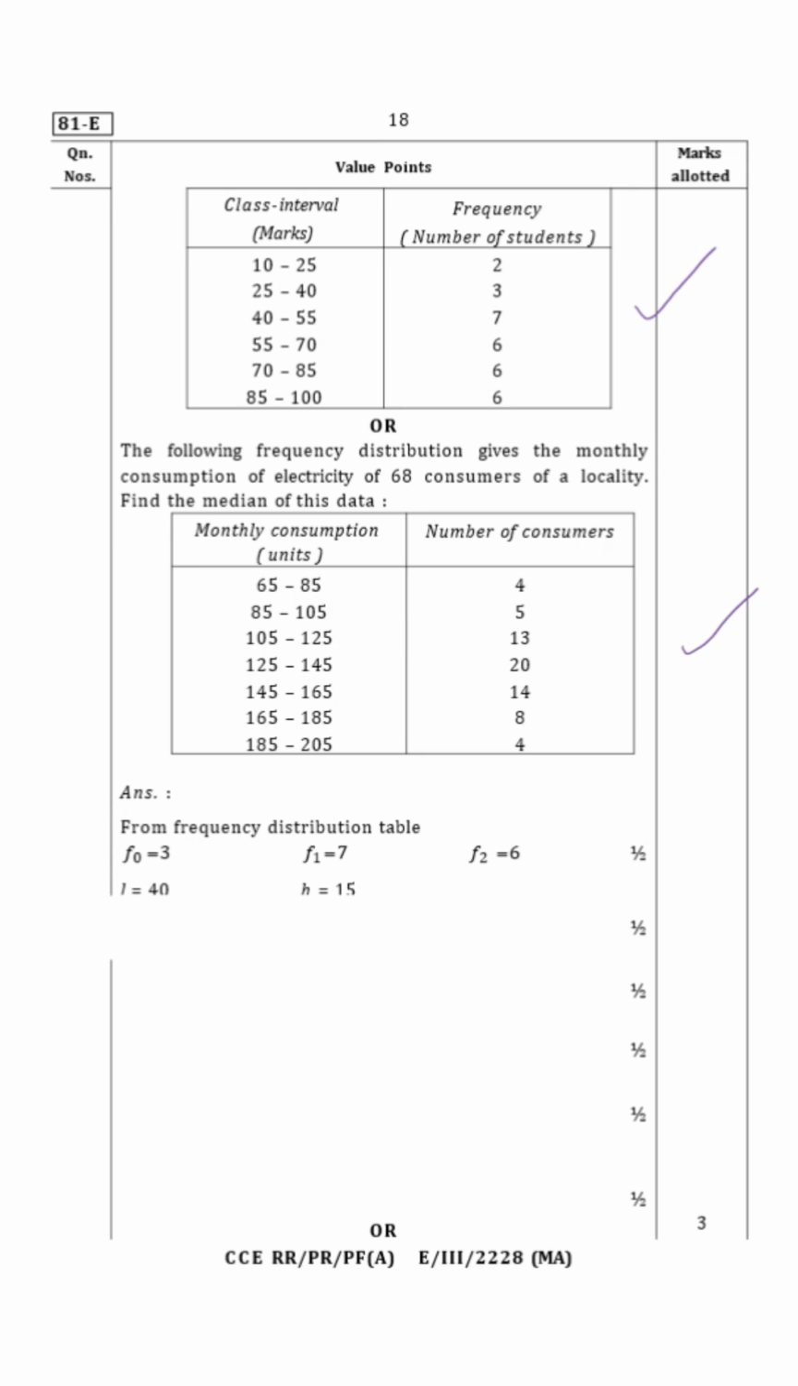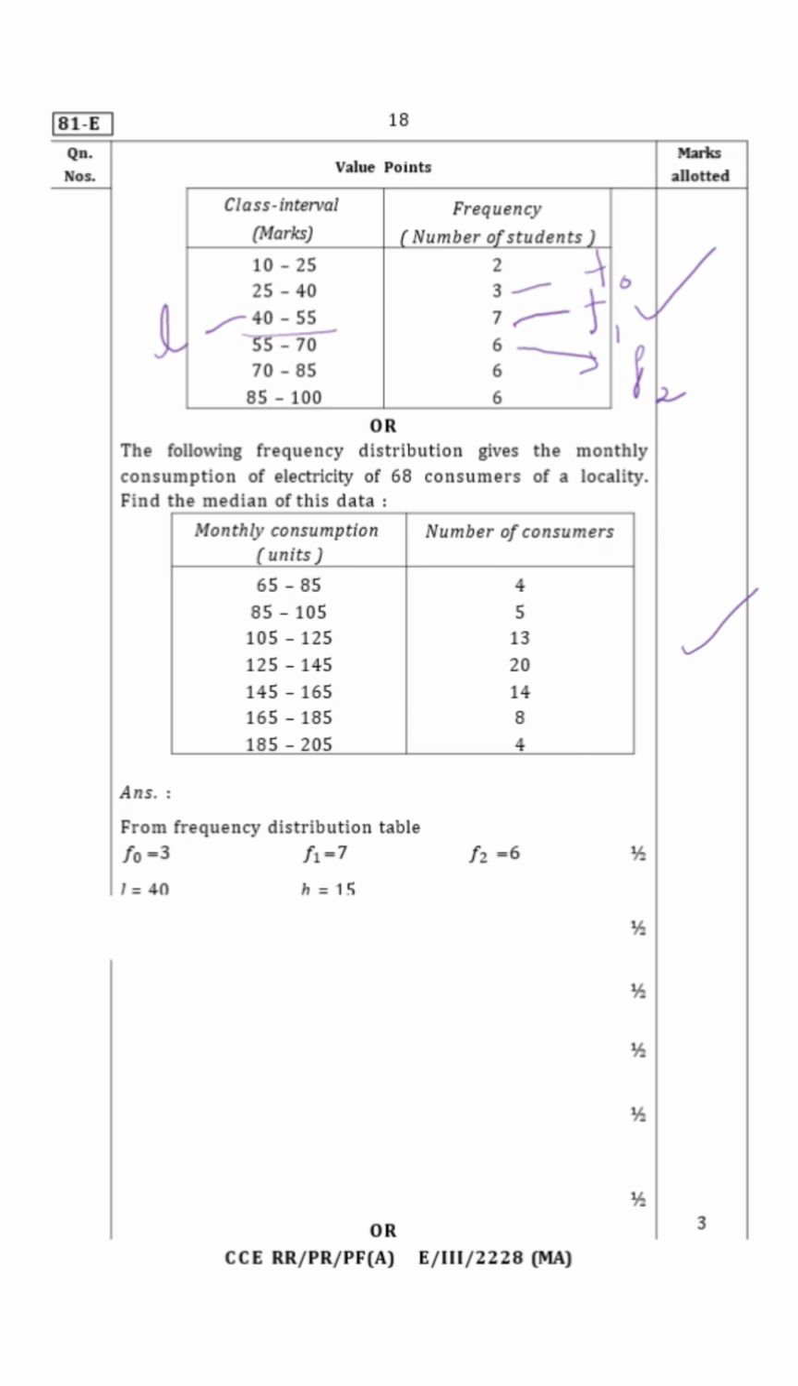You have to find the highest frequency here. This is 7. 7 is F1. This is F0, 3. F2 is 6. Here L, lower, so modal class is 40 to 55. Here L is 40. Class size 55 minus 40, that is 15.